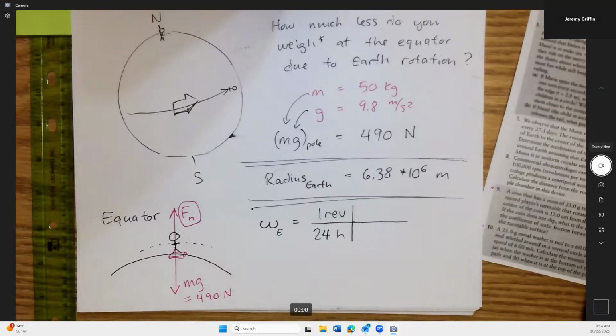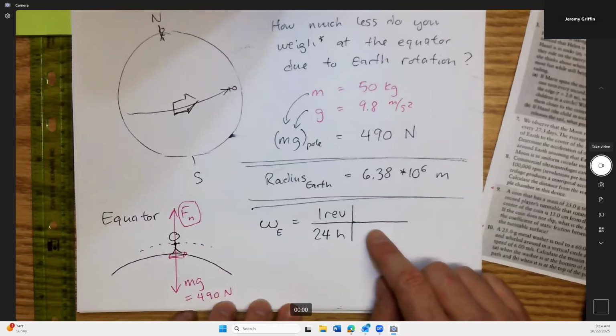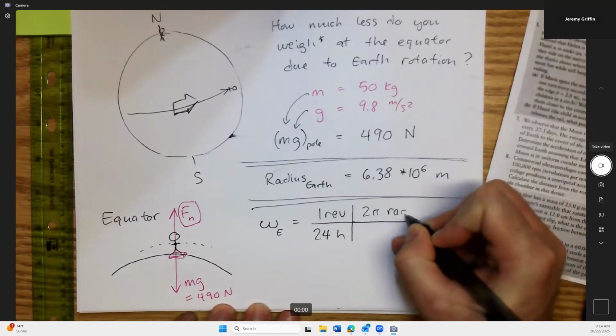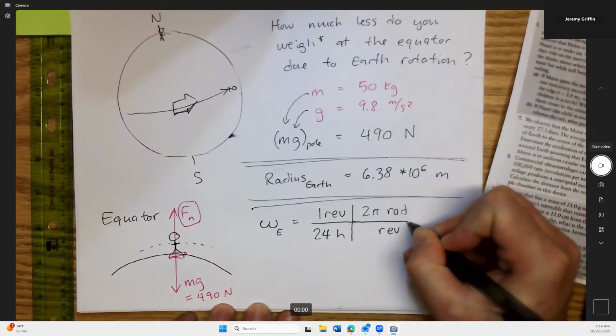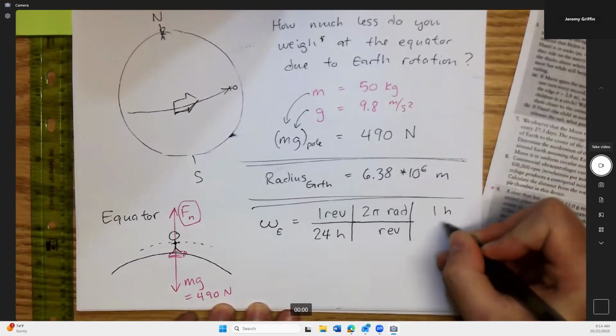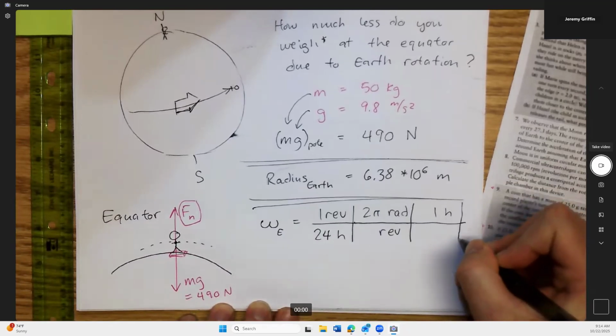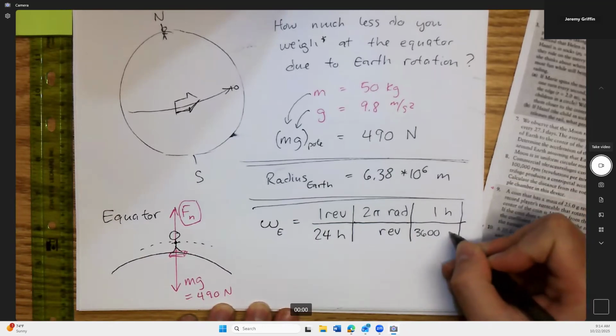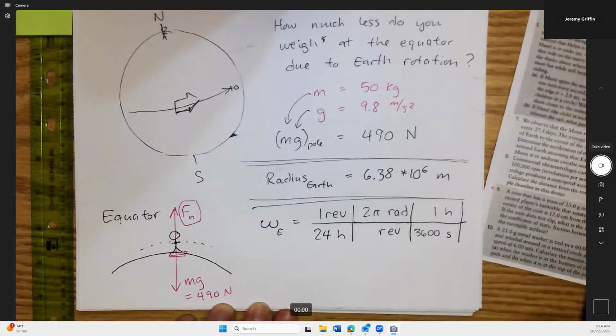Radians per second. So how many radians in a revolution? 2 pi. Yeah, 2 pi. There's 2 pi rad in a rev. And then, well, here, I'll just do 1 hour is equal to how many seconds? Yeah, 3,600 seconds. Right, because 60 times 60, right?